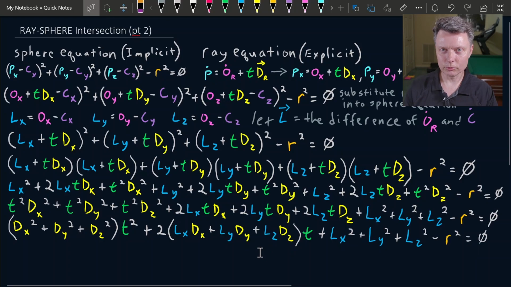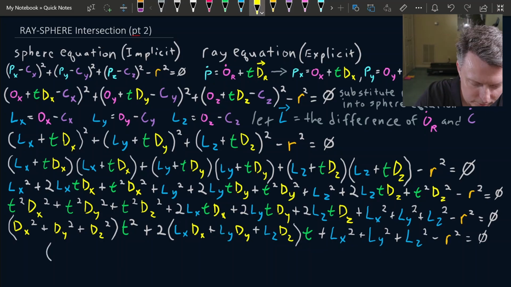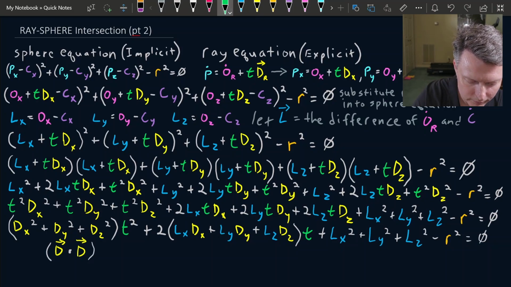So it's coming into a form now where we can make some simplifications in the notation, because if you notice, this right here, dx squared plus dy squared plus dz squared, where have we seen that before? And once again, the dot product of a vector with itself shows up in this unlikely place. So this is the same thing as saying dx times dx plus dy times dy plus dz times dz. And that's the very definition of a dot product of a vector with itself. And so we can rewrite this now as vector d dot vector d, and then put t squared against that.